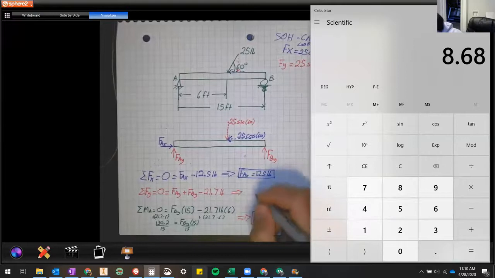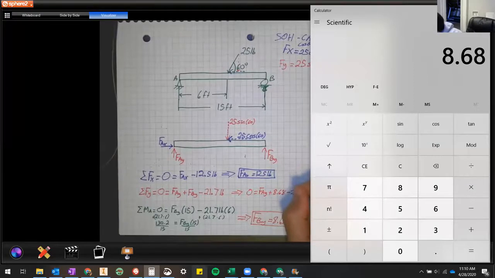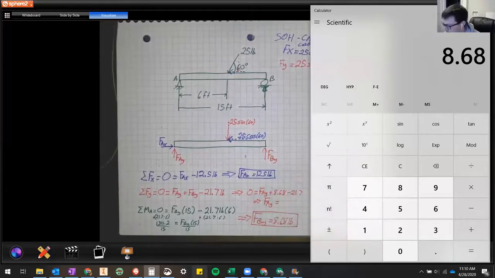So I can say 0 is equal to FAY plus 8.68 minus 21.7. So I would take all of this and move that over to the 0 side. And so then I could say FAY is equal to 21.7 minus 8.68, 13.02 pounds.